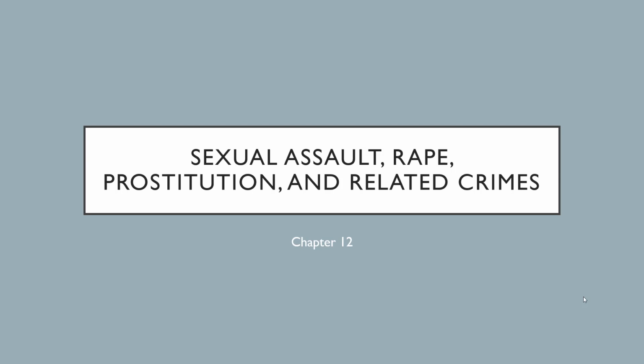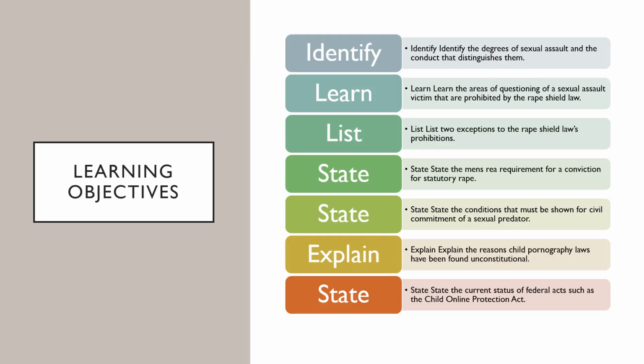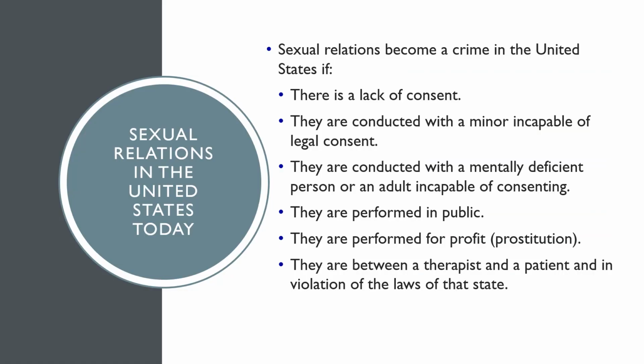Okay, so we've got our learning objectives there that we'll just move on, and we'll start with sexual relations in the United States today. By relations, I'm referring to sort of any sexual contact or sexualized contact. And these sexual relations can become a crime in a number of different circumstances. First and foremost, the most obvious one is if it is an act that lacks consent by one party.